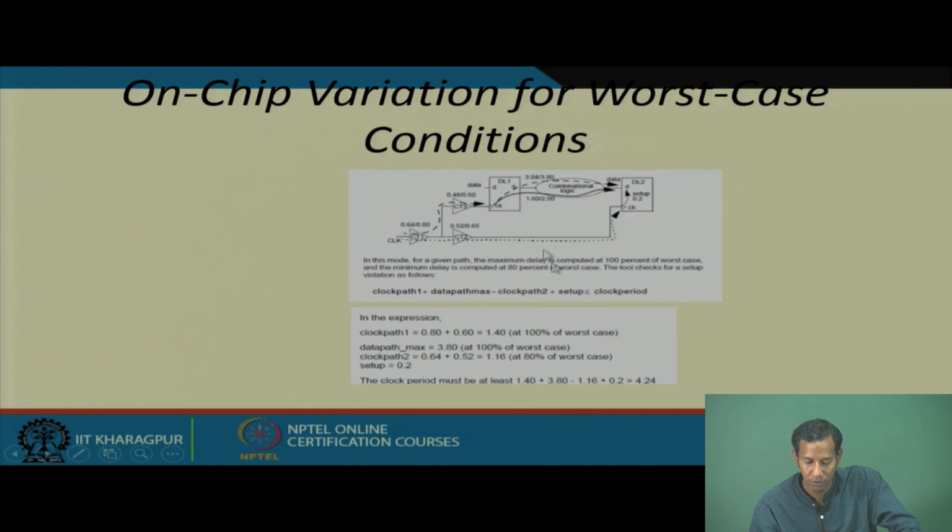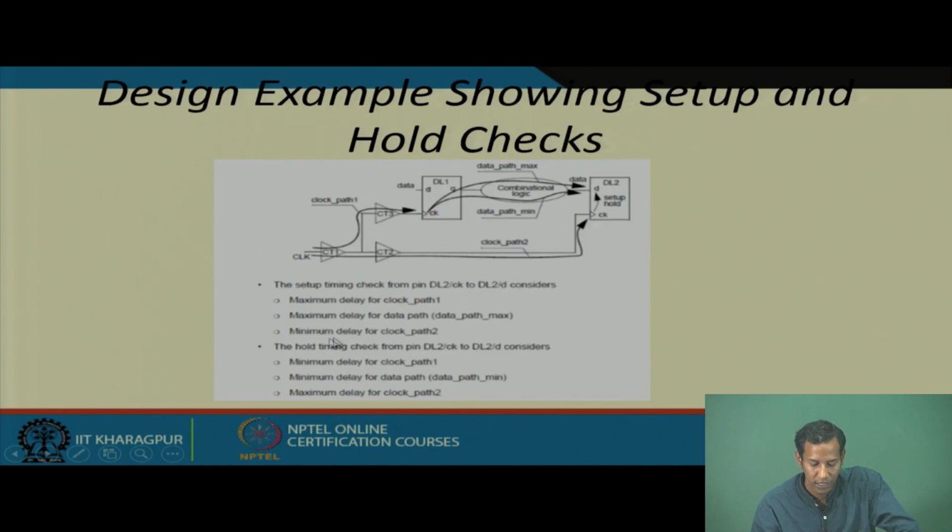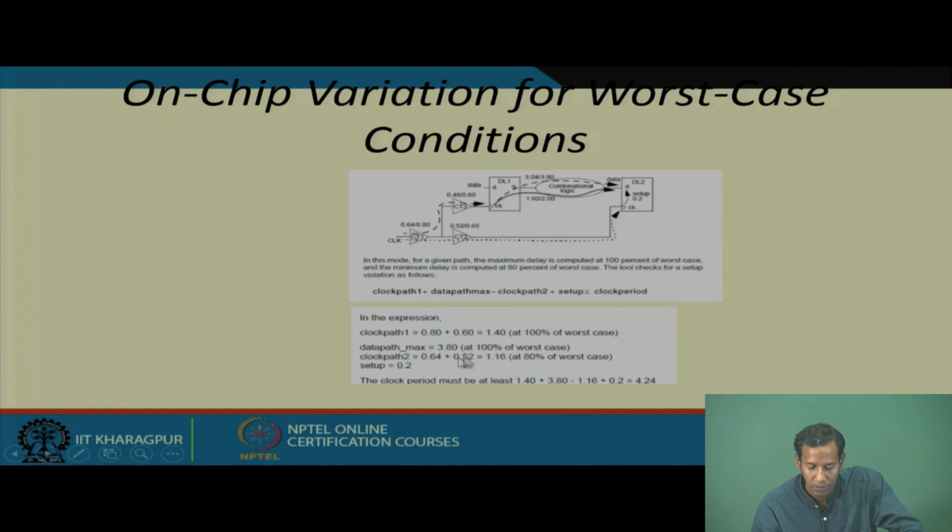That is 100% of the worst case, and in the worst case the data path delay is 3.8. So here it is 3.8. For the clock path it is 0.8 plus 0.65, which is 1.16. Okay, sorry, not actually; for this we are considering the minimum delay. So here we have to consider the minimum delay for clock path 2, and the minimum delay for clock path 2 is 0.52.